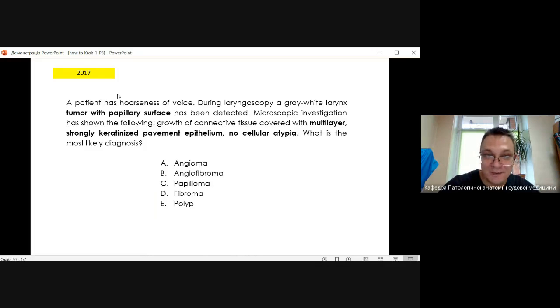That's also a benign tumor, but it's composed of vessels. And that's not angiofibroma. Again, that's about the vessels together with the connective tissue, and neither fibroma. Polyp, that's an inflammatory tumor-like process, and there are no signs of inflammation here.